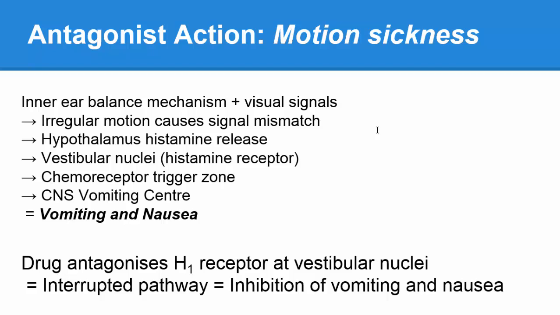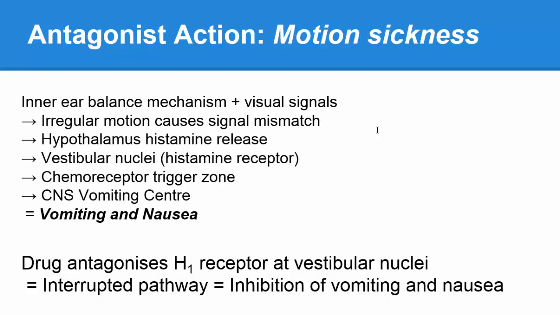Histamine is released from the hypothalamus in response and activates the H1 receptors. This activation alerts the chemoreceptor trigger zone to then alert the CNS vomiting center, therefore leading to symptoms of nausea and vomiting. Antihistamine is thus used to antagonize the H1 receptors located in the vestibular nuclei, interrupting the pathway to avoid nausea and vomiting.